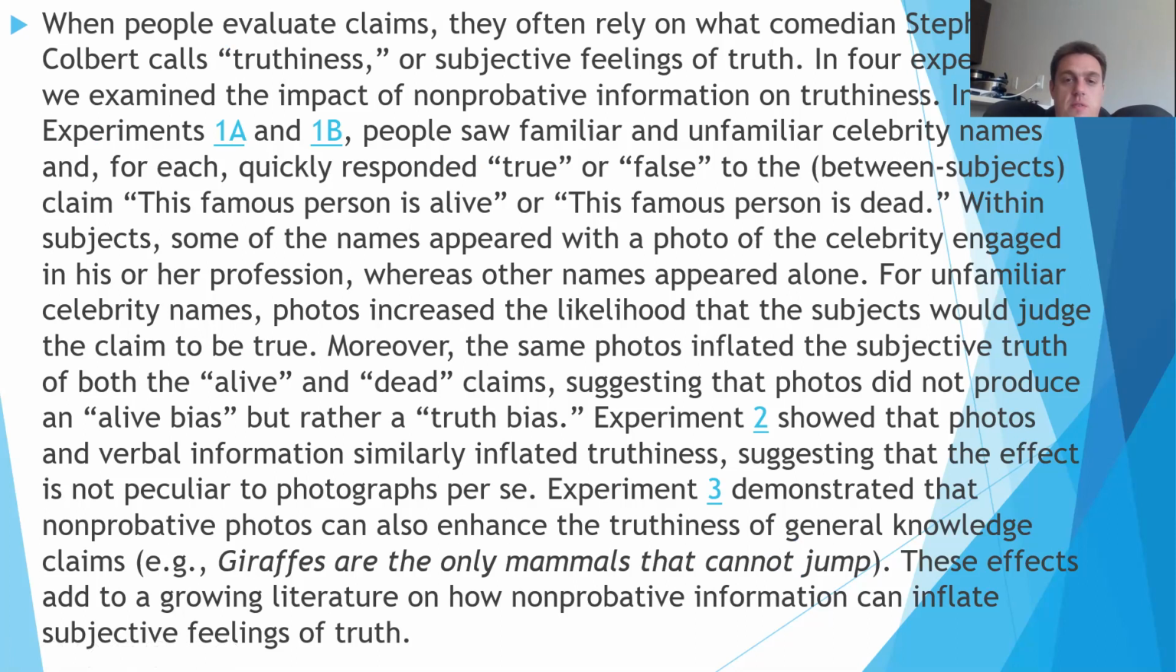Unfamiliar celebrity names, photos increased the likelihood that subjects would judge the claim to be true. Moreover, the same photos inflated the subjective truth of both the alive and dead claims, suggesting that photos did not produce an alive bias, but rather a truth bias. Experiment 2 showed that photos and verbal information similarly inflated truthiness, suggesting that the effect was not peculiar to photographs per se. Experiment 3 demonstrated that non-probative photos can also enhance the truthiness of general knowledge.